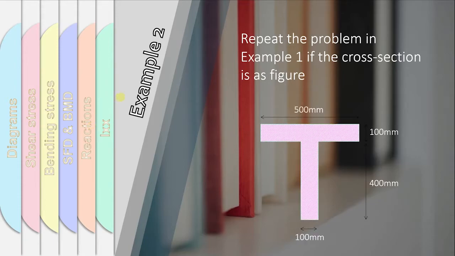For example number 2, repeat the problem in example 1 if the cross section is as figure. Macam dalam example number 1, dia dah bagi like the distribution of the beam, as in like loading daripada on the top of the beam that acted being transferred to the beam. Okay, jadi loading tu sama macam example number 1. It's just that the cross section je yang berubah. Macam example number 1, it is rectangular but right now it becomes T section.